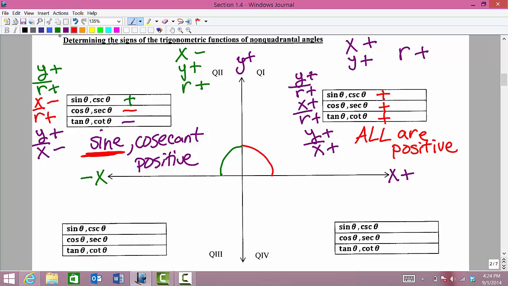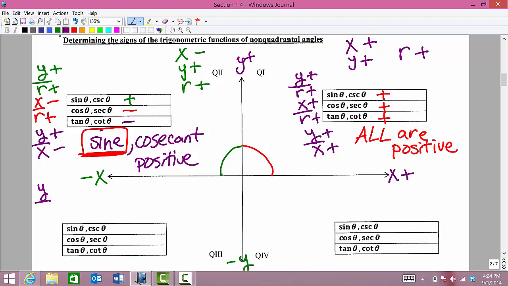If we remember that sine is positive, then we should also remember that cosecant is positive because they are reciprocals. All right, now let's look in quadrant 3. In quadrant 3, x is negative and y is also negative. So if x is negative and y is negative this time, let's look at all of our trig functions.